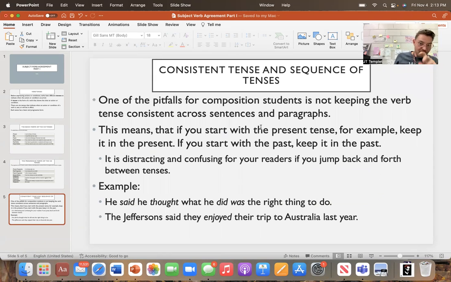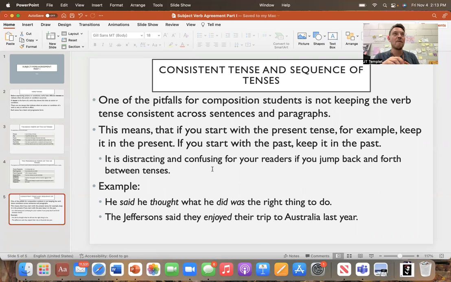Another thing to keep in mind, and we'll talk about this in a second. As I said, one of the pitfalls for writers in general and composition students is not keeping the verb tense consistent across sentences and whole paragraphs. This means that if you start with the present tense, keep your whole sentence, your whole paragraph, your whole message in the present. If you start with the past, keep it in the past. It becomes distracting and confusing for your readers if you're jumping back and forth between tenses. And really, that's my nice way of saying it stops making sense.